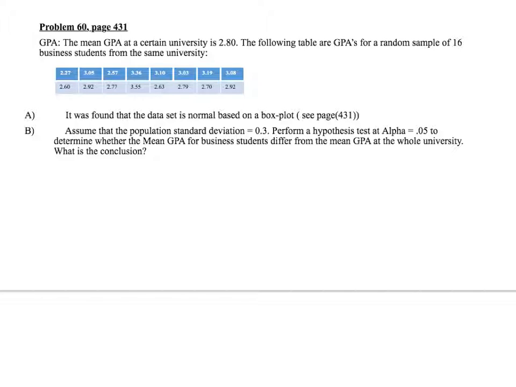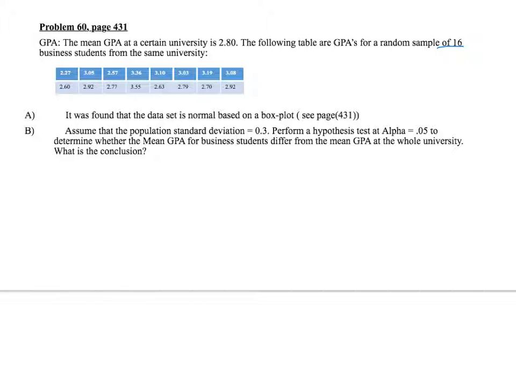So our last problem, looking at the z-tests, we have some data, and so we have to put the data into the calculator, and we have to also check to see that indeed we're going to have a z-test if we have data. There are several things about this. First of all, it gives us a random sample of 16, so we have to check normality issues. So in this case, it's problem 60 on page 431.